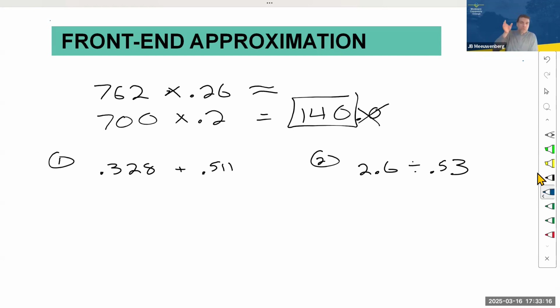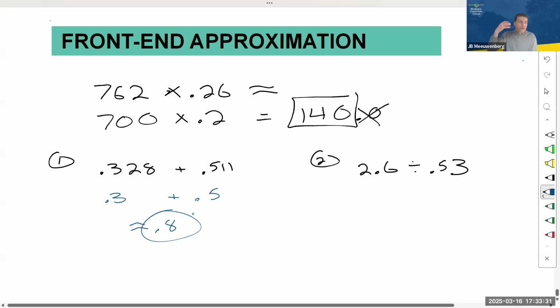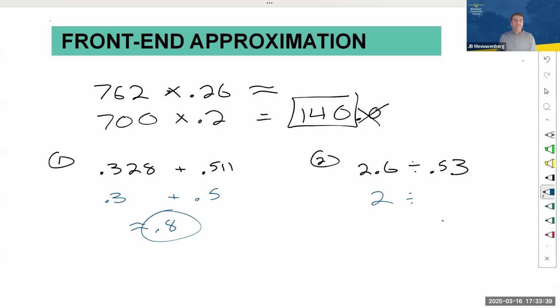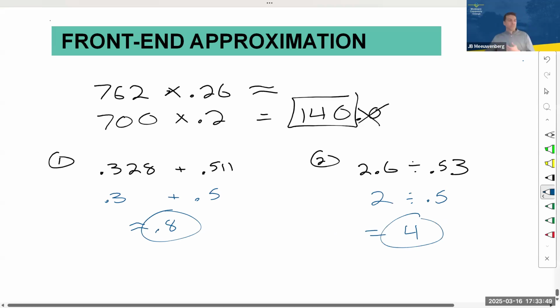Again, if we're just using front-end approximation, we're rounding just the first digit, right? We don't even round. It's not even rounding. You're just using the first digit. 0.3 plus 0.5 is approximately 0.8. Okay? Again, your answers are always going to be lower when you're using front end, but it gets you in the ballpark. For number 2, 2 divided by 0.5, the same thing as 2 divided by a half, is equal to 4. And so again, you can at least get something close.